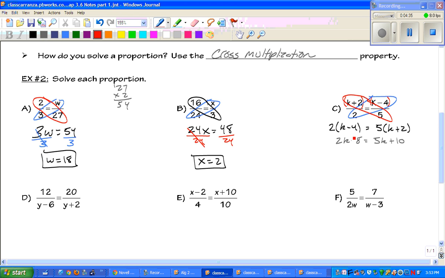Okay, and now let's get your variables to one side. So I'm going to subtract the 2k. We get negative 8 equals 3k plus 10. You get to subtract the 10 from both sides. We get negative 18 equals 3k. And then divide both sides by 3. And we get k equals negative 6. Okay, so it's a little bit more work, but it's pretty much the same thing. You're multiplying and then solving.